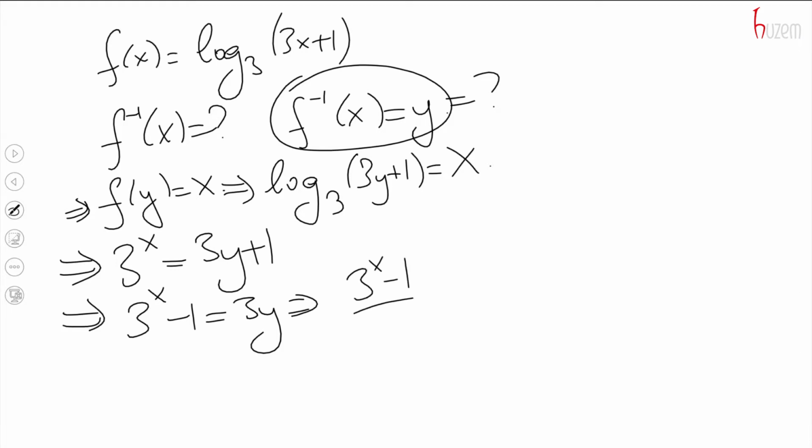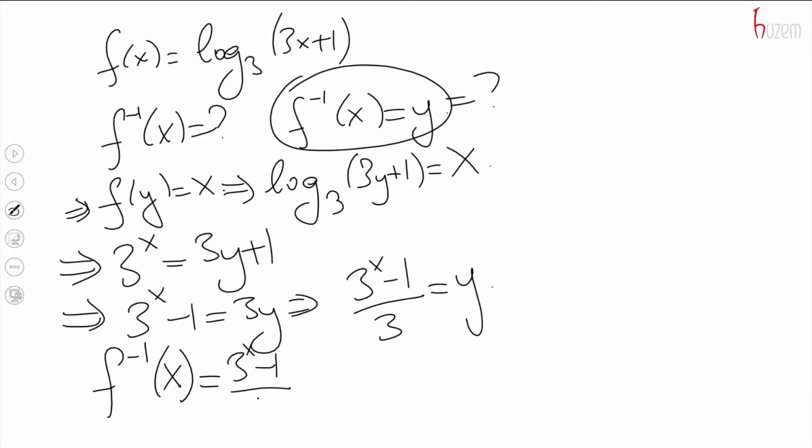(3 to the x minus 1) divided by 3 equals y. So this is what we have for y, and we know y is the inverse of f of x. So the inverse of f of x is equal to (3 to the x minus 1) divided by 3. This is what we have for the inverse of f, given f in this form.